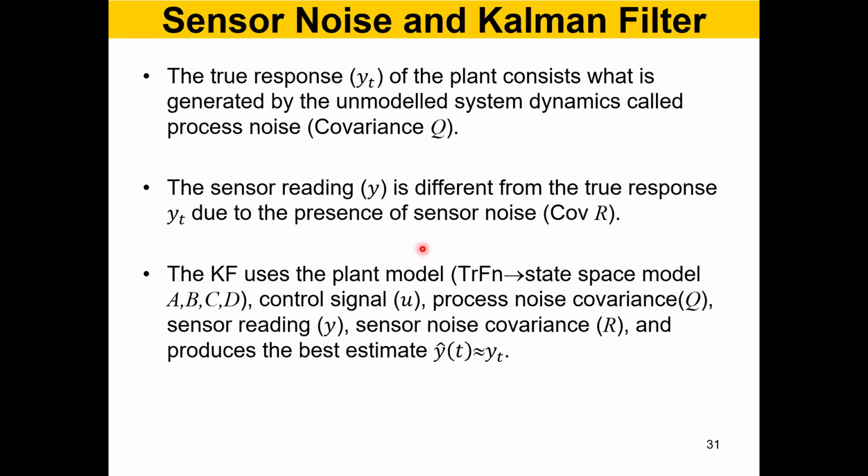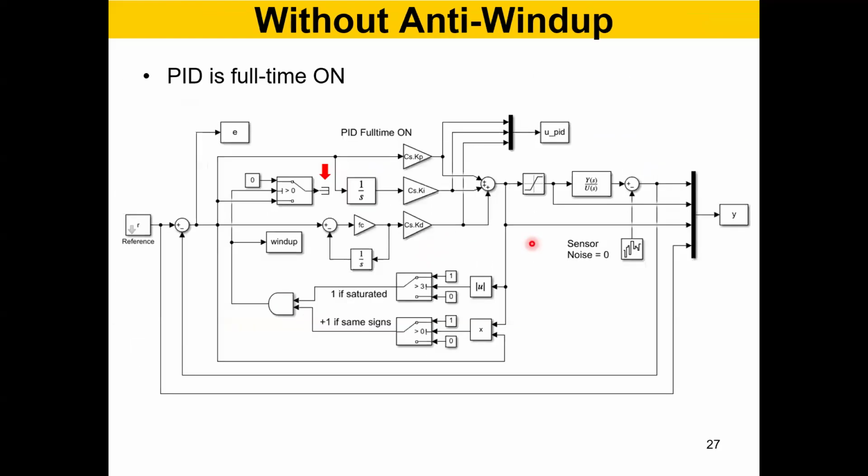When you read the response from the sensor, it is a noisy output. So if I go back to the plant, I can show here, right? When you read it from here, you can see the sensor noise comes in, and when you read, noise is already there. Within this block, there's no unmodeled dynamics because it's simulation, but in an actual plant, there will be some process noise here, unmodeled dynamics.